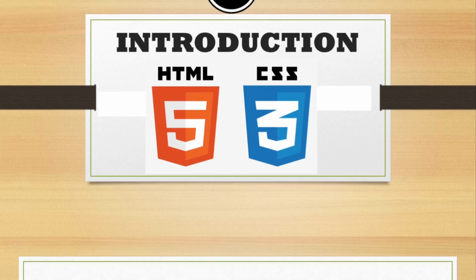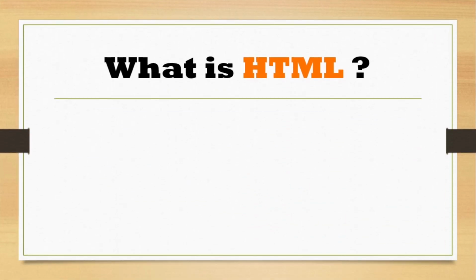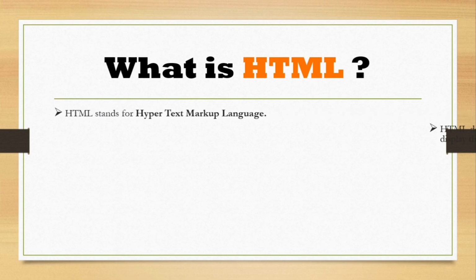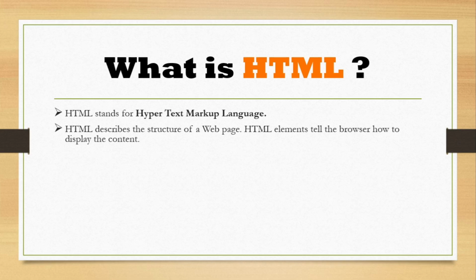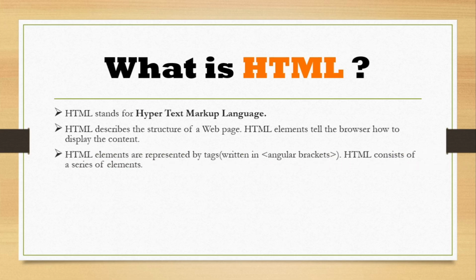Now, what is HTML? HTML stands for Hypertext Markup Language. It means that it is a markup language which has hypertext or links. HTML describes the structure of a web page. HTML elements tell the browser how to display the content. HTML elements are represented by tags which are written in angular brackets.